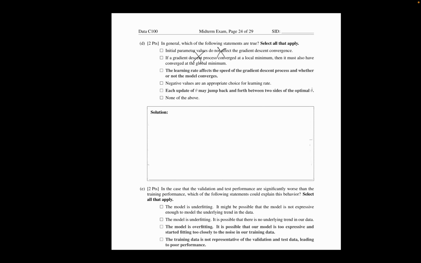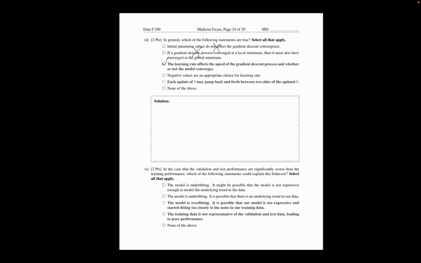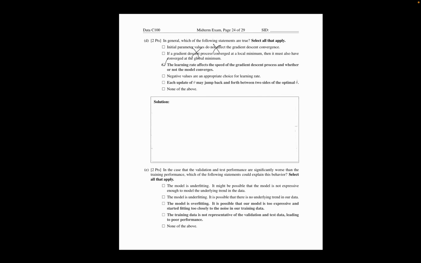The learning rate affects the speed of the gradient descent process and whether or not the model converges. Yes, this is true. So if it's too large, it may cause the algorithm to bounce back and forth and just never converge. Negative values are an appropriate choice for learning rate. This is false, because we want to reduce the step we're in, so we should not use negative values.